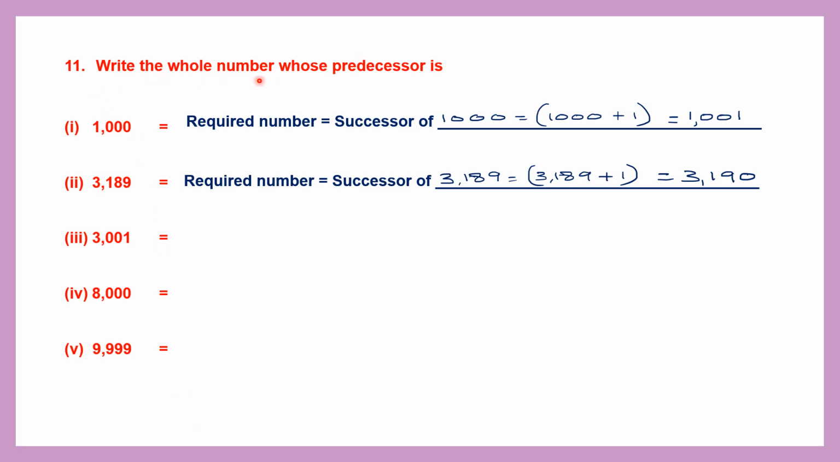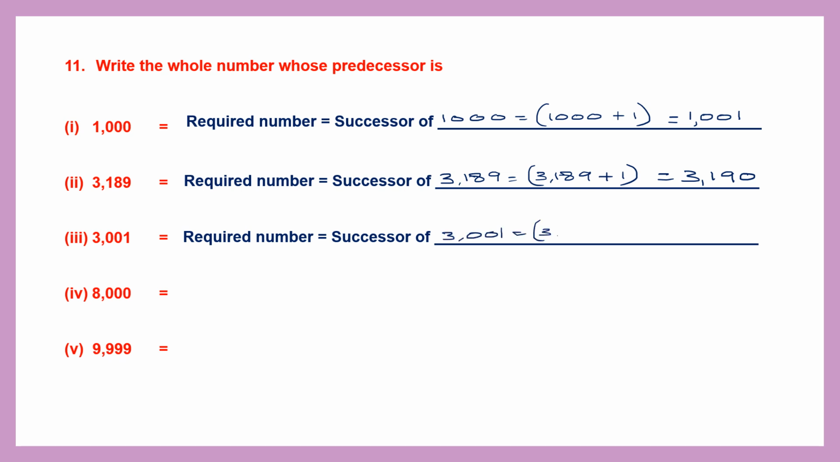Next question, write the whole number whose predecessor is 3001. This is the predecessor. Okay, so we have to find the successor. That will be the answer. So the successor of 3001 is 3001 plus 1. So look, 3001, look at the ones period. We only have 1. What is the number that comes after 1? 2. So 3001 plus 1 is 3002.